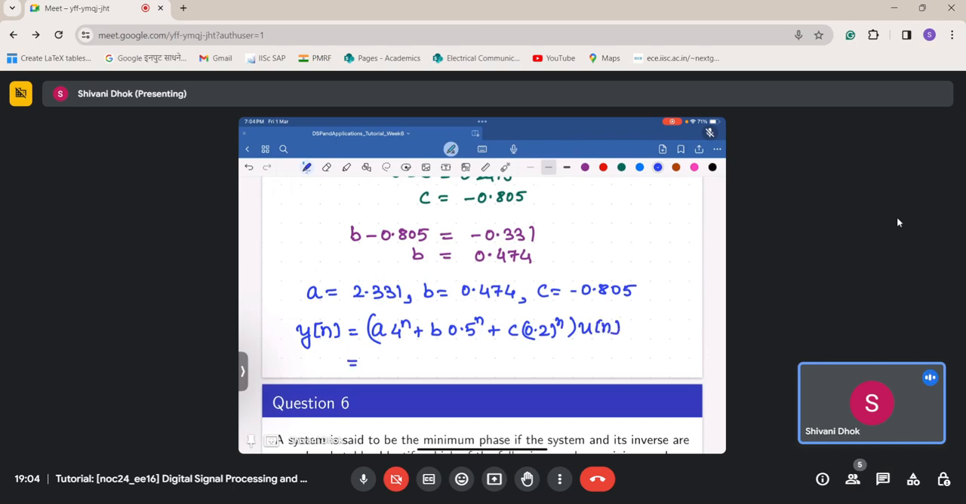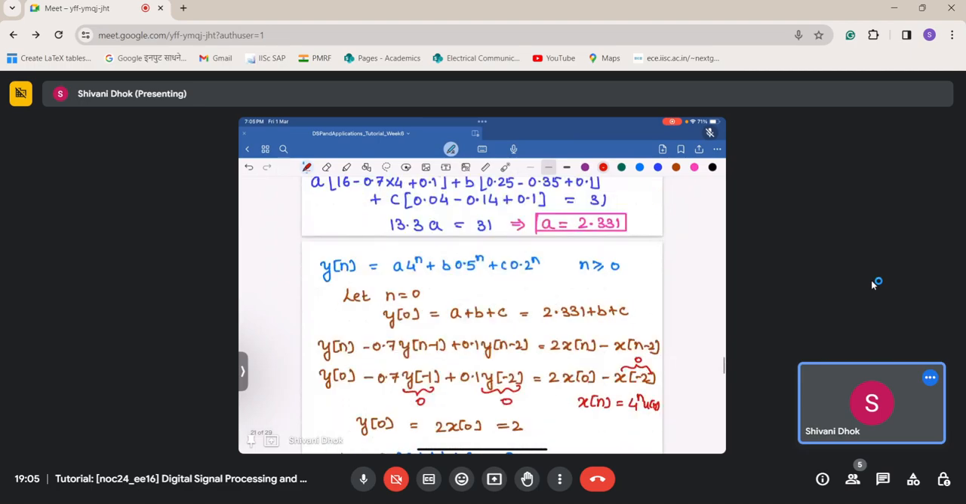So this comes out to be 2.331 into 4 to the power n plus 0.474 into 0.5 to the power n minus 0.805 into 0.2 to the power n, multiplied by u of n. So this is the value of y of n that we wanted to find out, or rather this is the answer that we were looking at. Any questions?